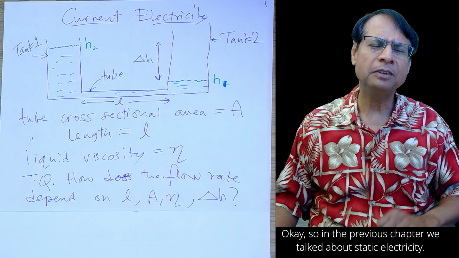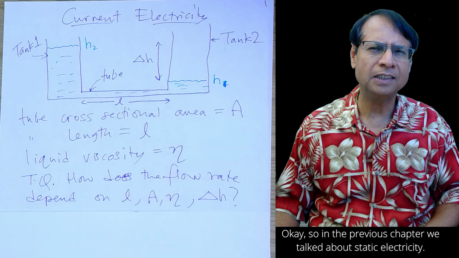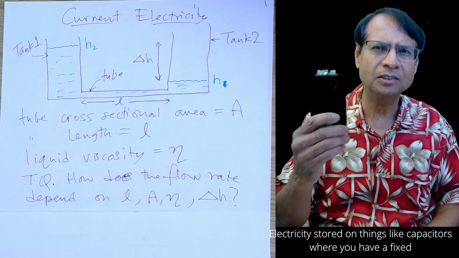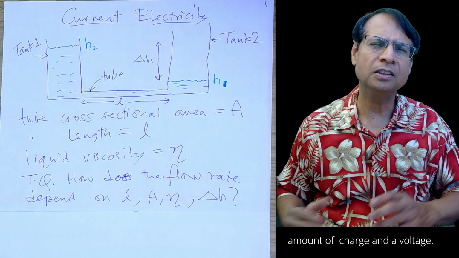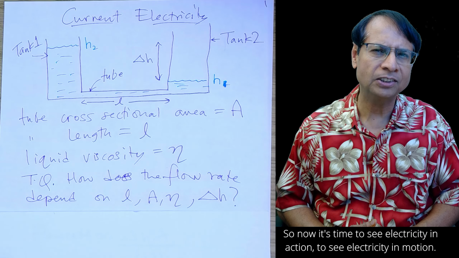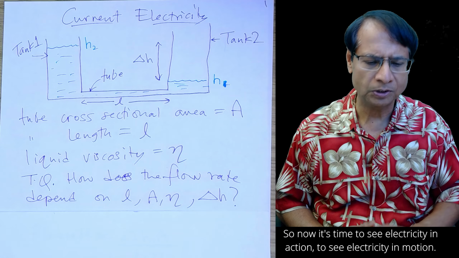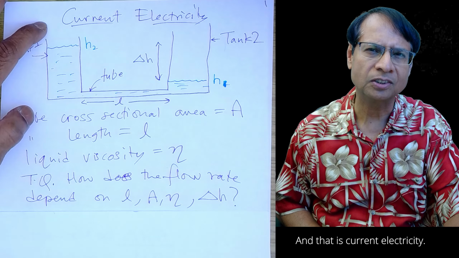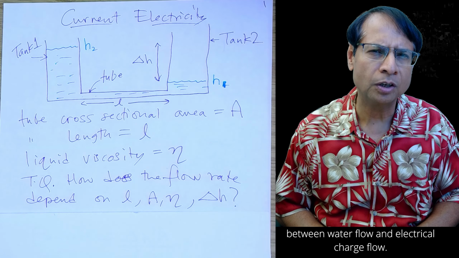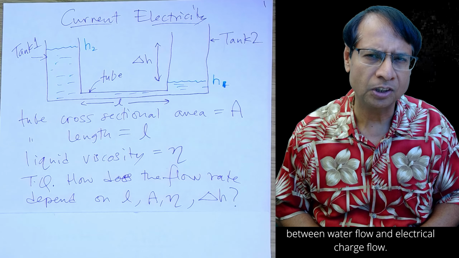Okay, so in the previous chapters, we talked about static electricity. Electricity is stored on things like capacitors, where you had a fixed amount of charge and a voltage. So now it's time to see electricity in action, to see electricity in motion, and that is current electricity. So let's start by looking at an analogy between water flow and electrical charge flow.